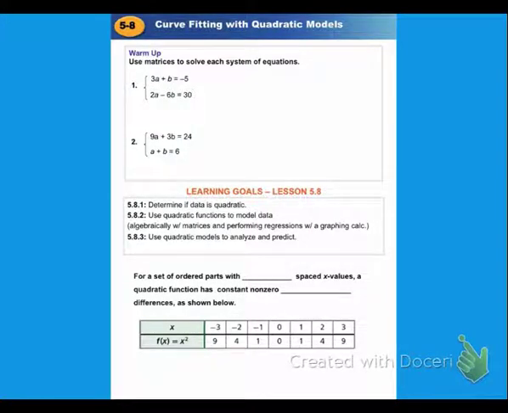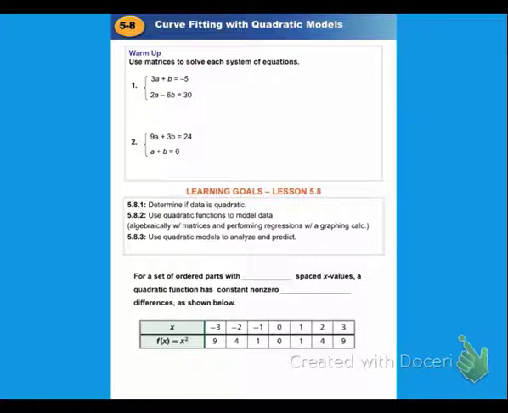Okay, so today we've reached the last lesson of this part of Chapter 5. So remember, we're splitting Chapter 5 up into two separate subunits, and today is the end of that first part. And we're going to be looking at curve fitting with quadratic models. So there is a warm-up here, and it says to use matrices to solve each system of equations.